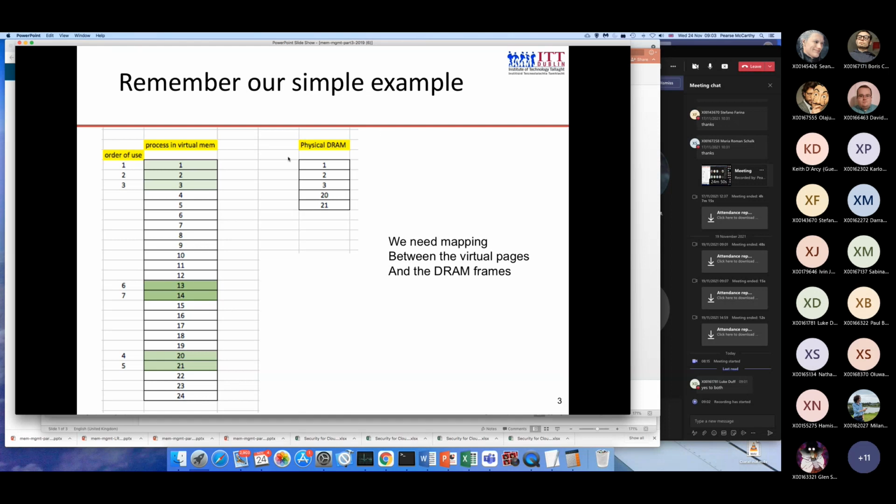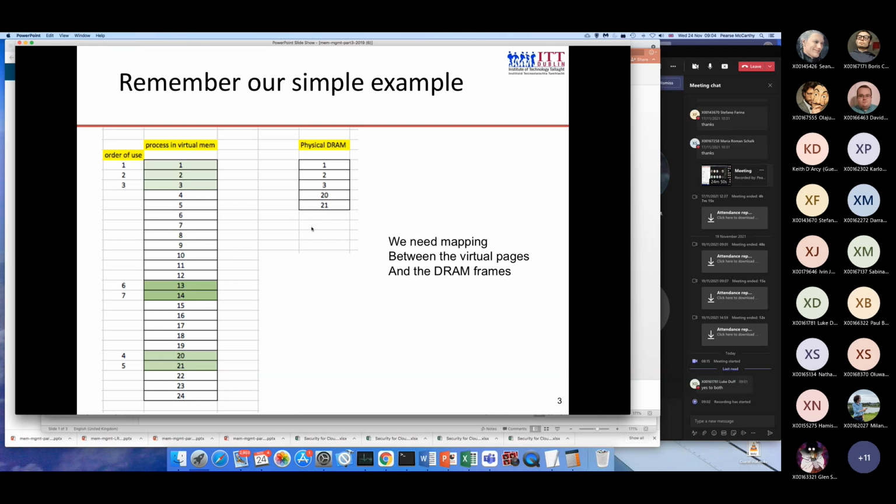But in reality, I said to you, the DRAM space is always less than what you have in virtual memory. This is our physical DRAM. So as I ran through the code, the first chunk would come in, then the second chunk, and the third chunk. Then I would go down to 4 and 5, so the 20 would come in, and the 21 chunk would come in. So now my DRAM is full. But now I want to load in chunk 13 and 14 because I want to save out the work I've done in Excel. But the problem is my DRAM is full.